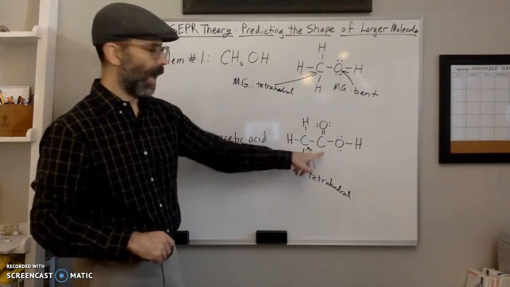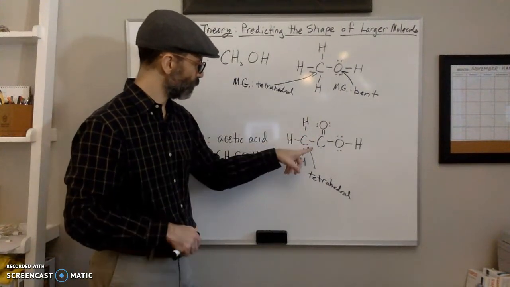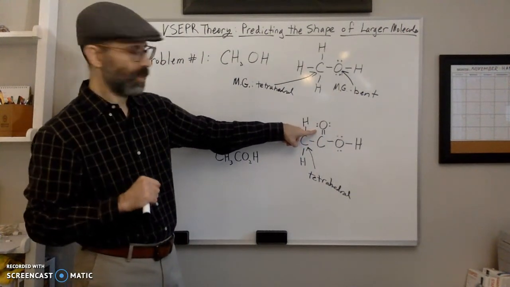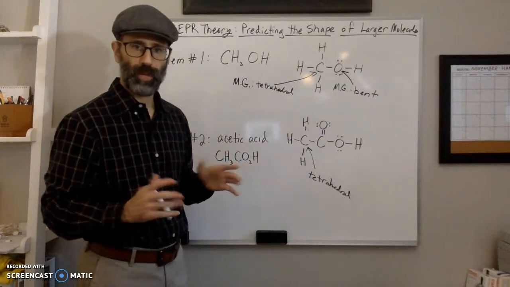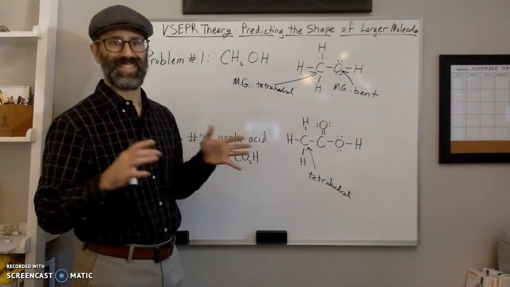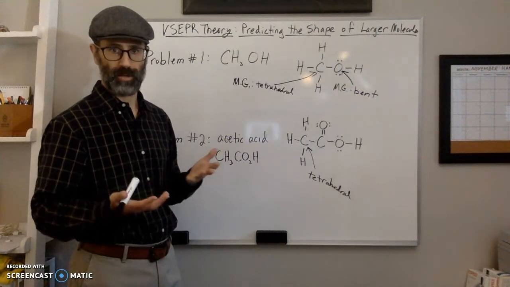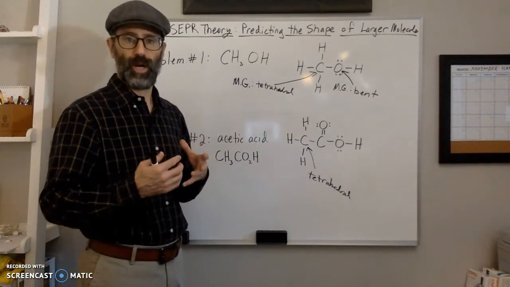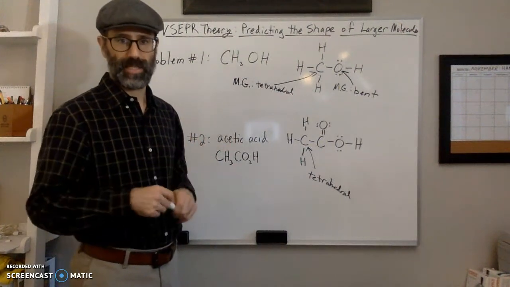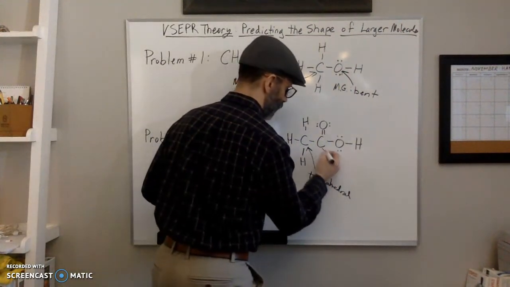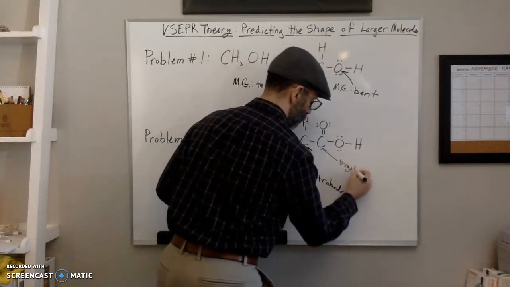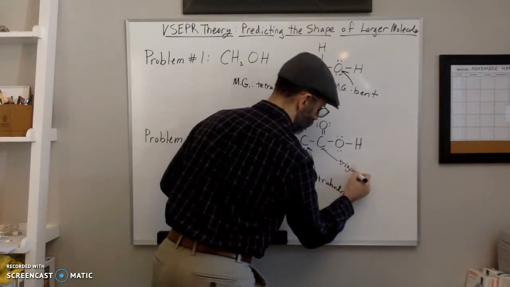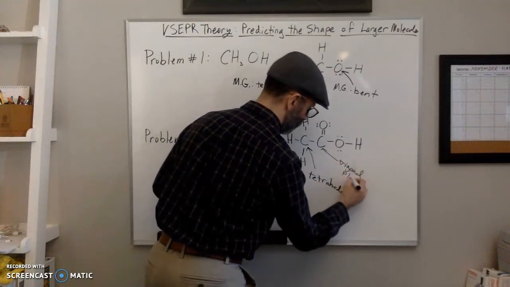Now, what about this carbon? We're going to count the number of total groups. We have one bonding group, another bonding group, and that double bond is only one bonding group. So we have a total of three bonding groups, no lone pairs. In this case, the electron geometry is the same as the molecular geometry because we don't have lone pairs. Whenever you have a total of three electron groups around your central atom, the electron geometry is trigonal planar. So that is the molecular geometry: trigonal planar.